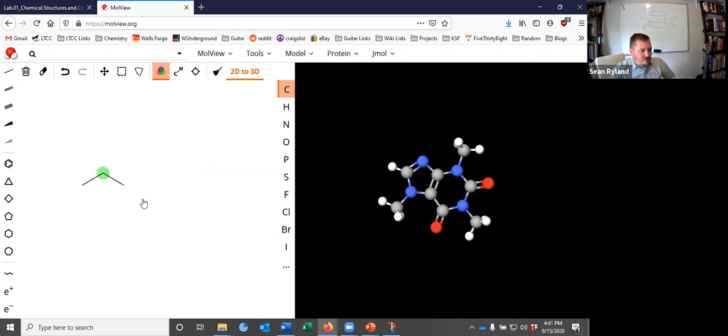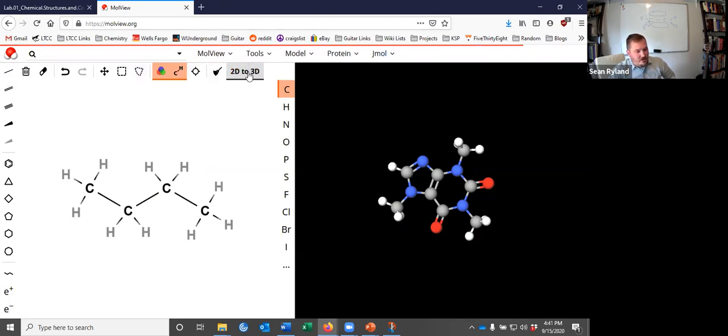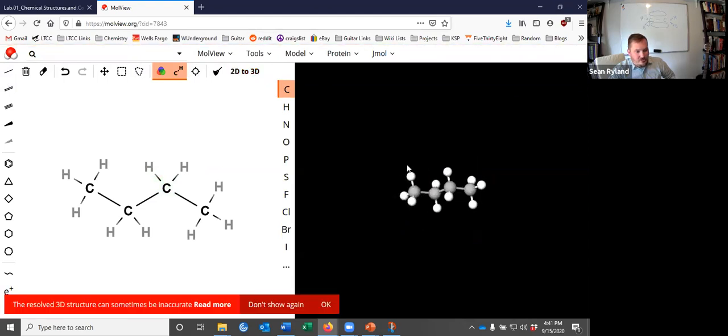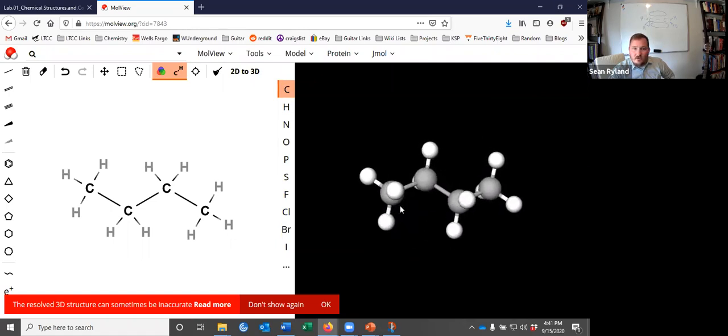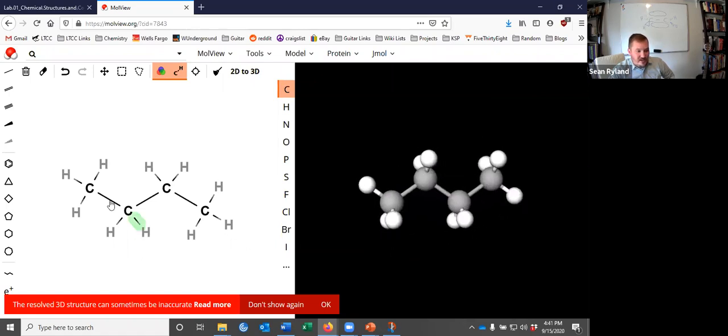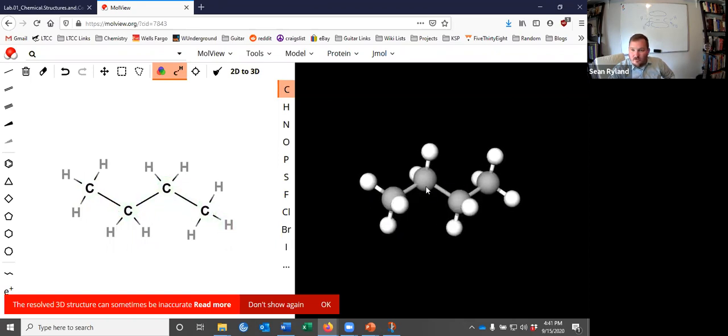You know, the same way that we were just doing, show the hydrogens, clean it up, however you want to do it. Then when you hit 2D to 3D, it'll actually show you the 3D structure. And then you can zoom in or out, click and drag to rotate it around, see what it looks like. And as you can see in this case, every one of these carbons has four electron groups. They're all tetrahedral because they're all sp3. And that's what we see in the 3D structure as well.